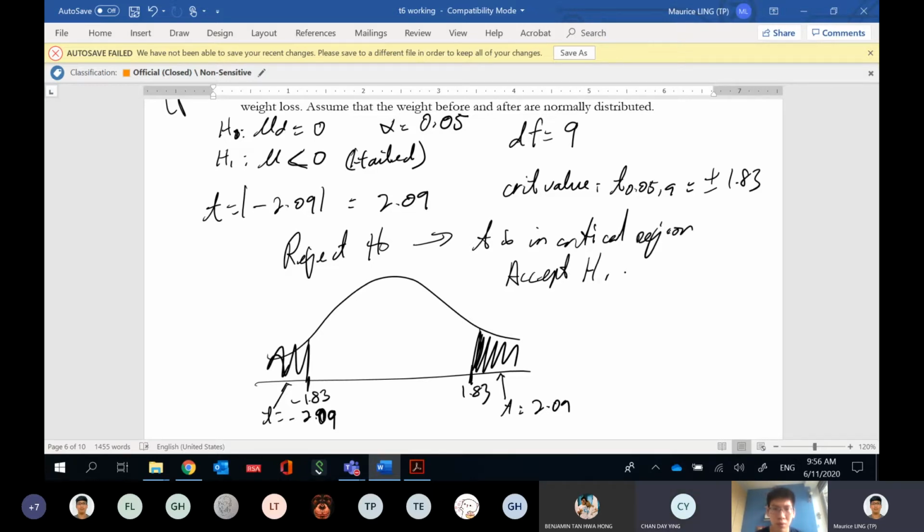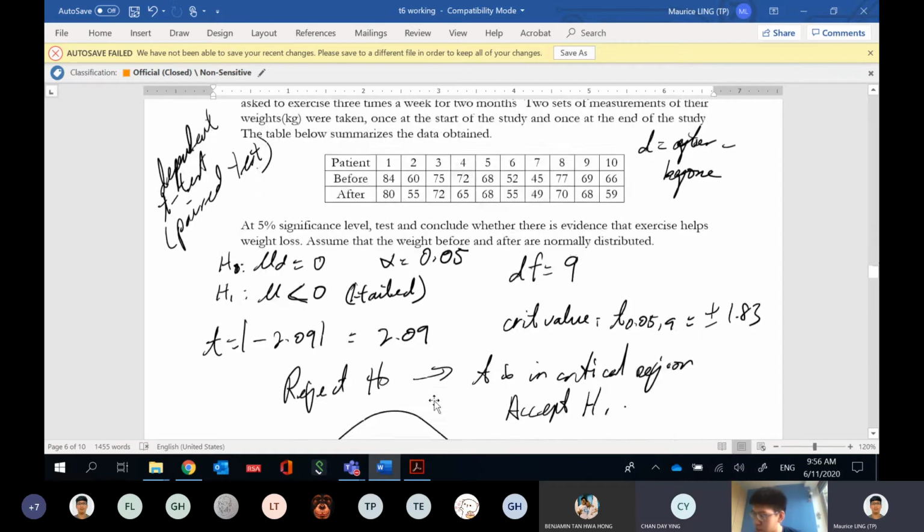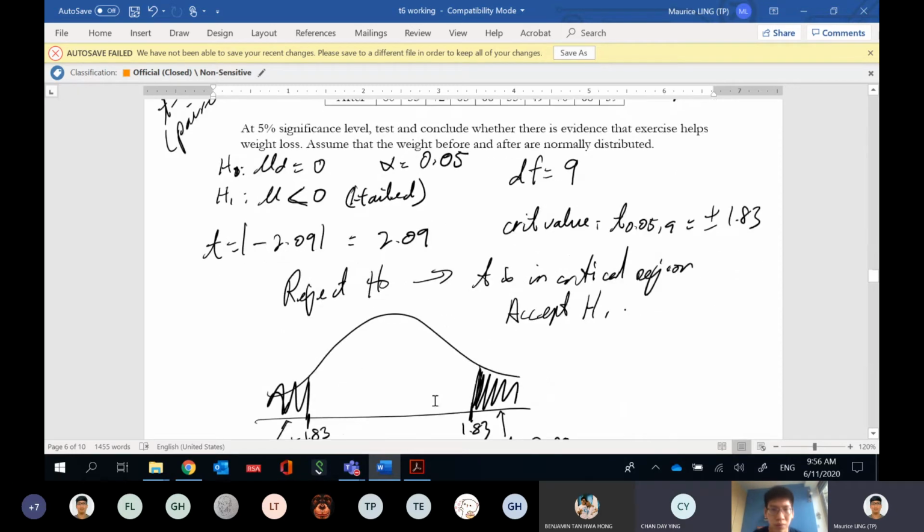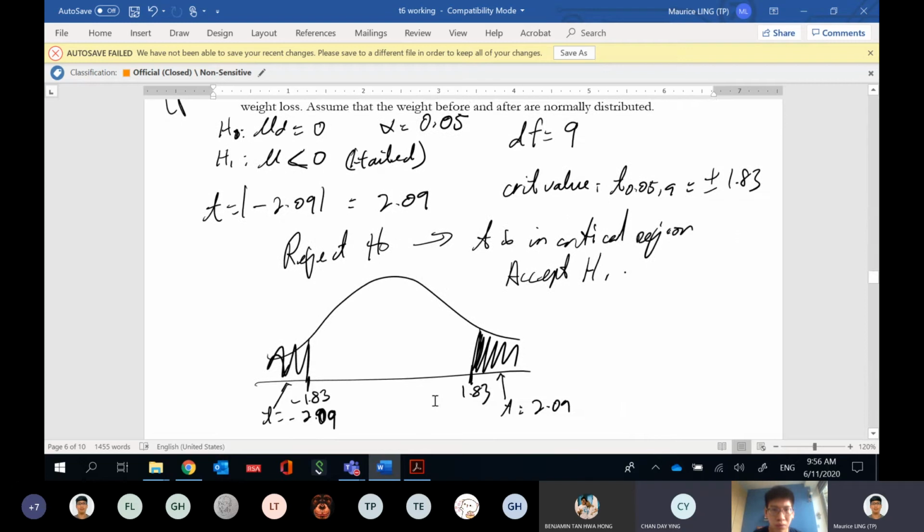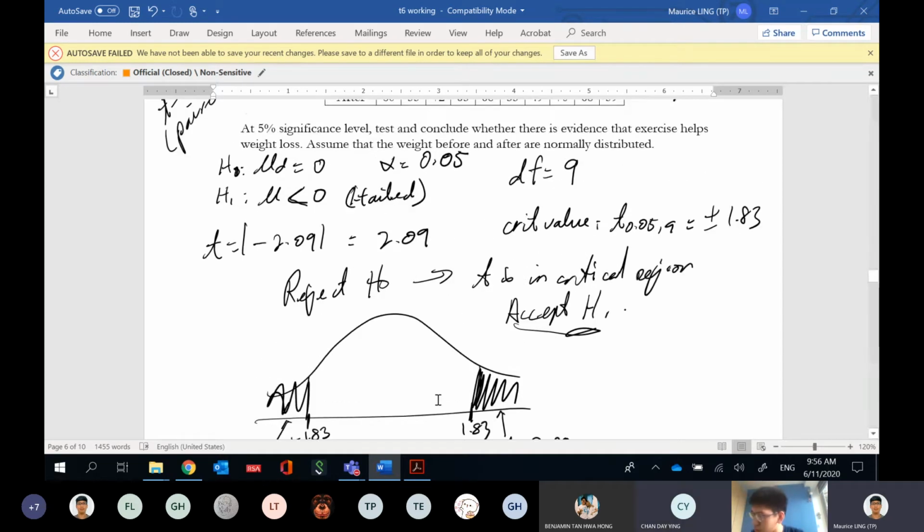And what does accepting the alternate hypothesis mean? The weight after is less, greater. So does exercise help or not? Oh, yeah, exercise helps. So exercise helps to reduce weight.